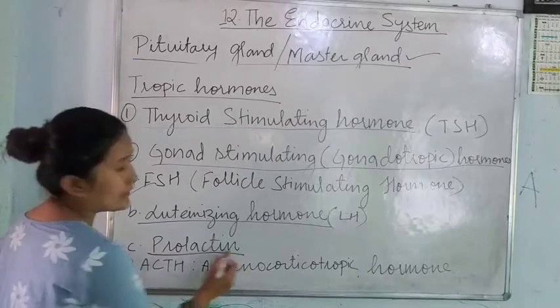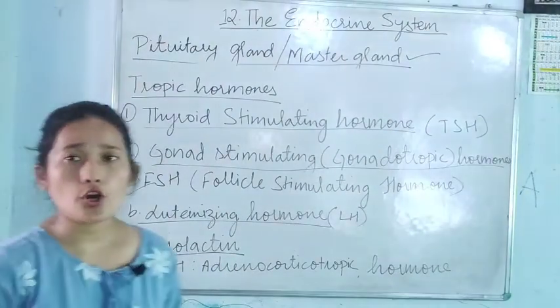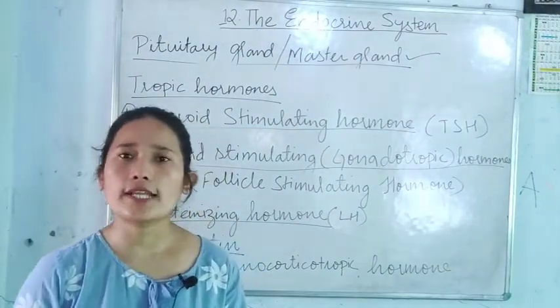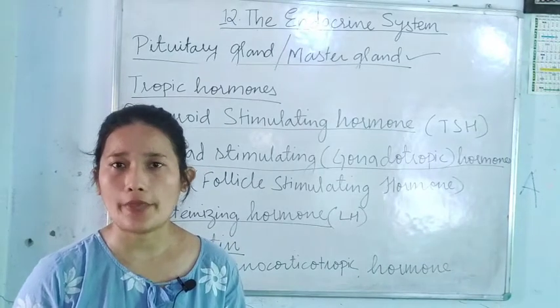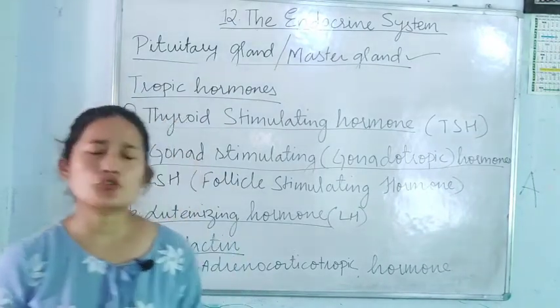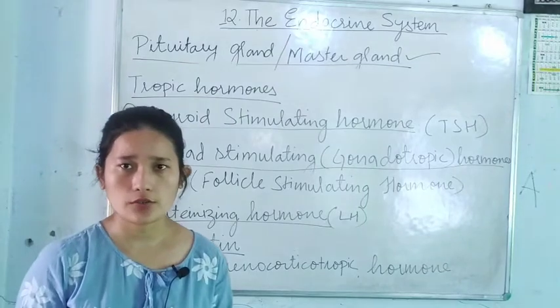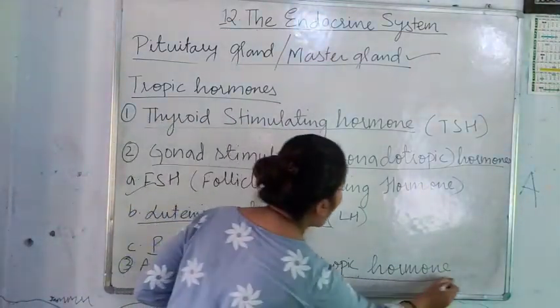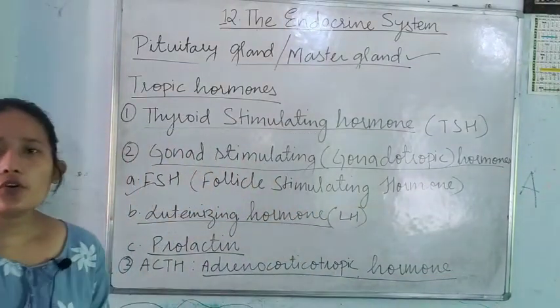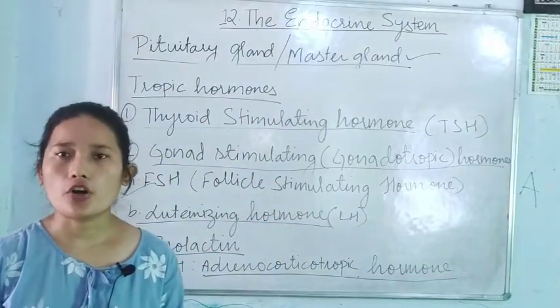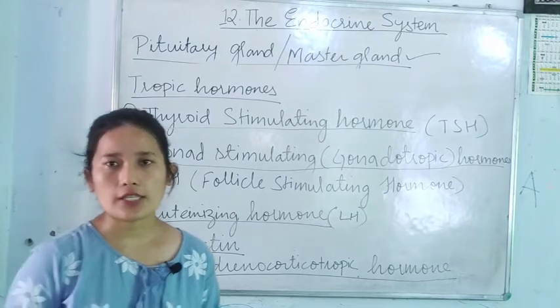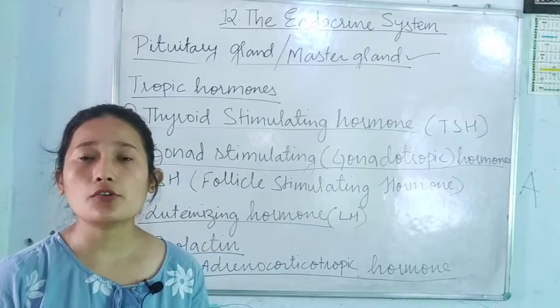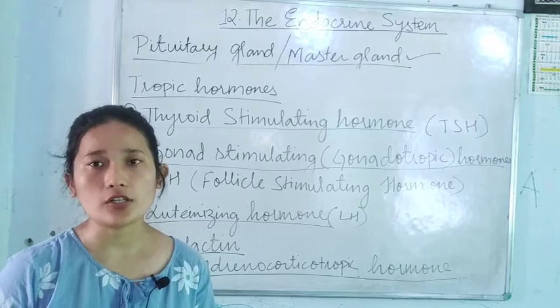Next one is your prolactin. The function of this hormone is the formation and secretion of milk in female, okay. So you just have to go through the function of each one of these, okay. Now another tropic hormone is your adrenocorticotropic hormone, abbreviated as ACTH. Now it regulates the functioning of your adrenal cortex, okay.